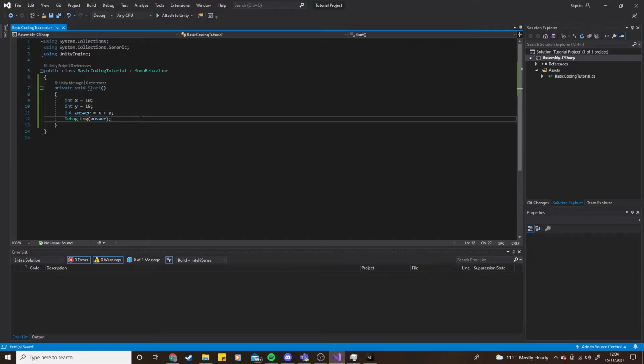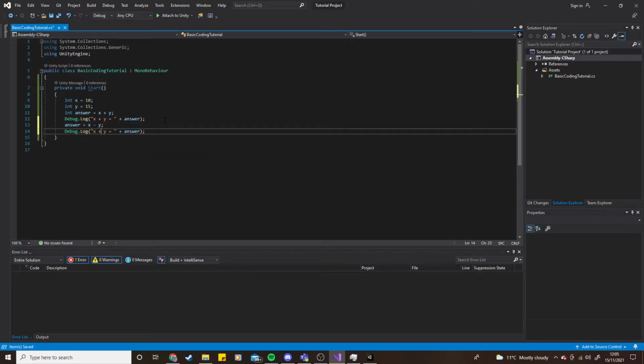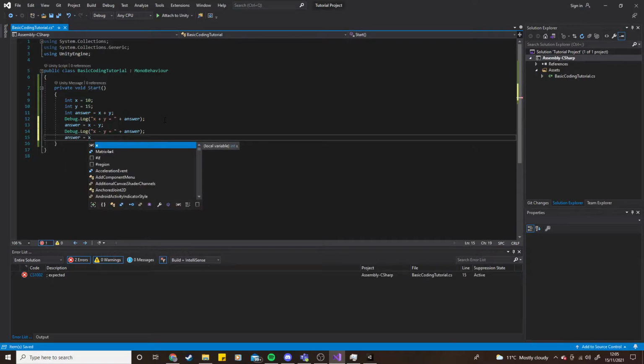I think what we'll do as well is we'll do a little x plus y. It's going to look fancy. Now let's do answer equals x minus y. X minus y equals answer, and then answer equals x divided by y.